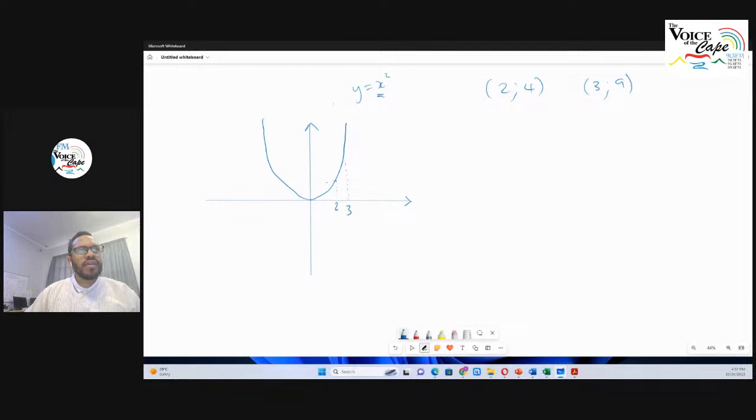So 2 is there, I'm sorry, that's definitely not drawn to scale. Yeah, no, it's fairly drawn to scale. So 2 is there, and that's going to be 4. This is going to be 3, so that corresponds to 9. Now, if we ask you to find the average gradient between point A and point B of this graph, all you do is find the gradient of the line that joins A and B.